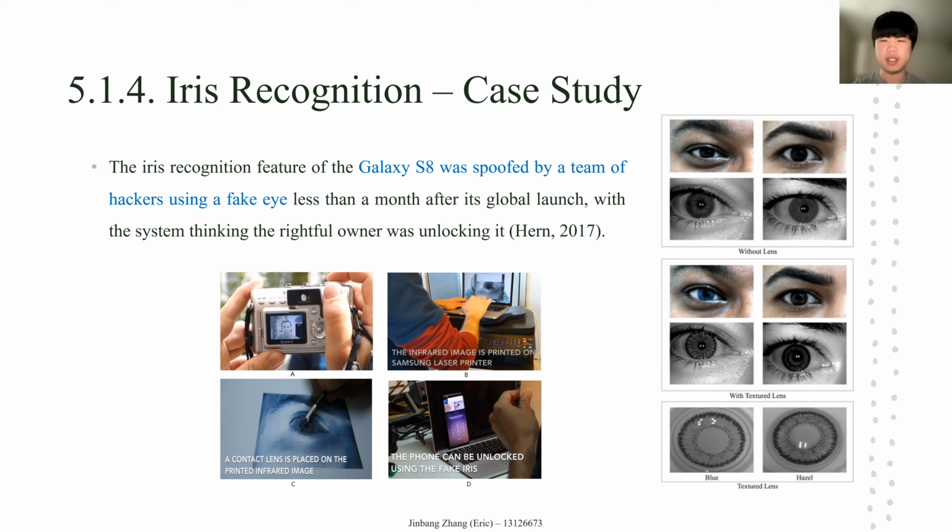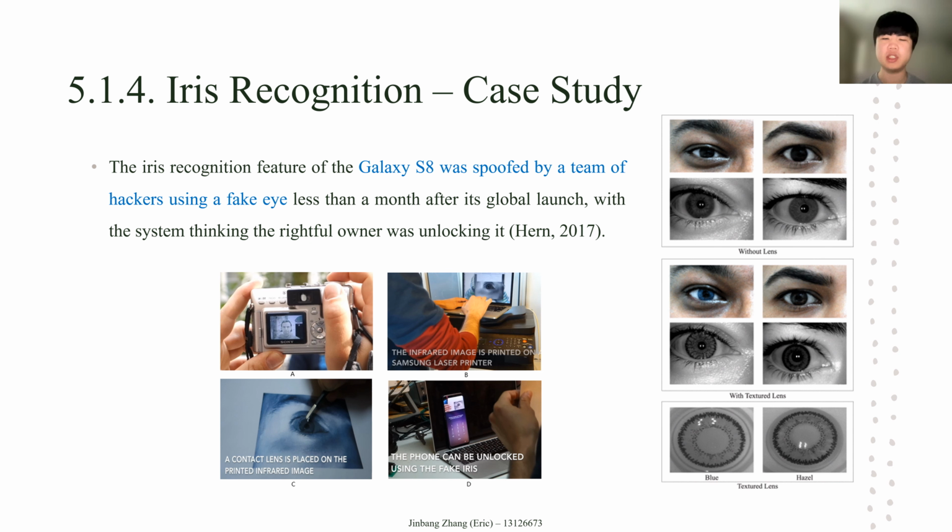Before discussing the case study, we need to know that almost all commercial eye recognition sensors use near-infrared to capture eye images. Under near-infrared illumination, the melanin of the eye appears lighter in color and shows a range of iris texture. Then the algorithm can identify those features.